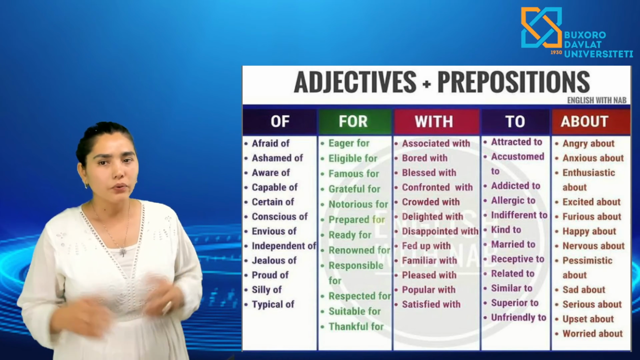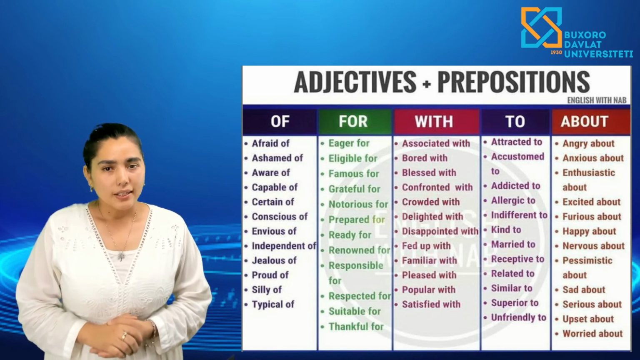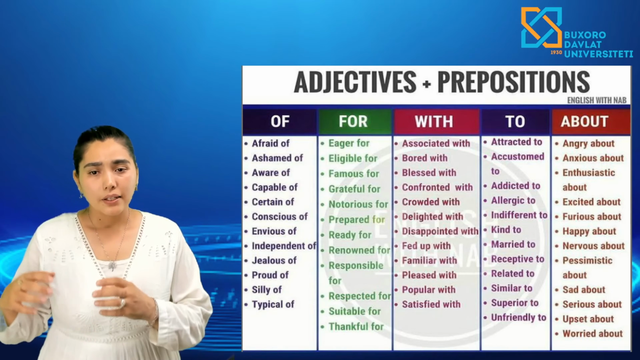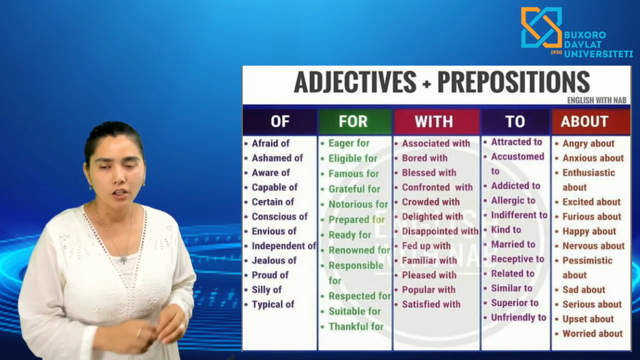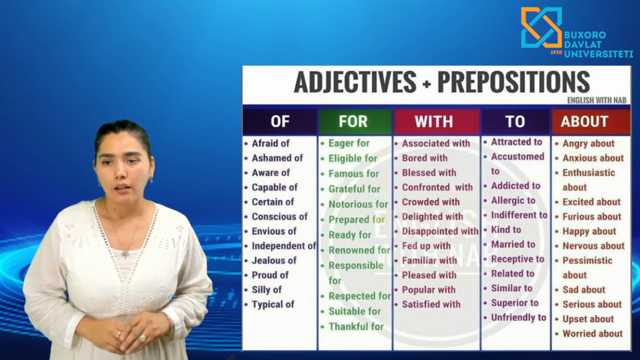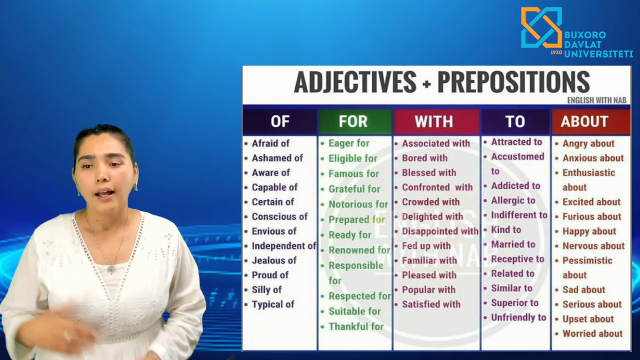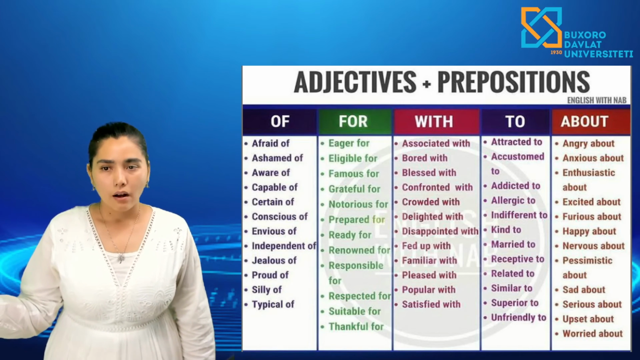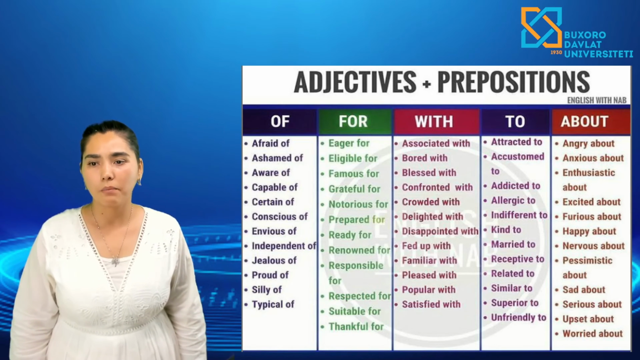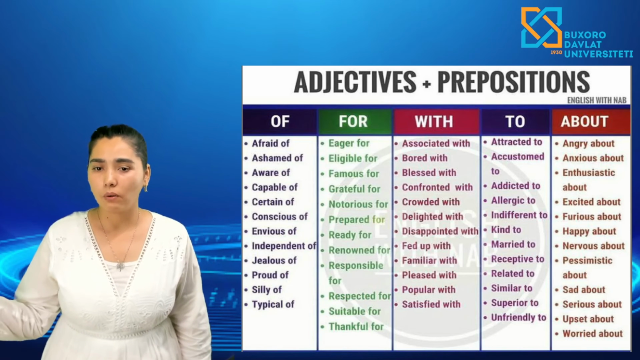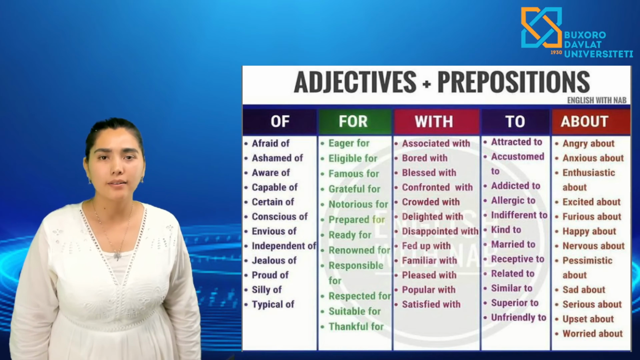So again, we are reviewing the adjectives and prepositions. You cannot use any adjective with any kind of preposition. So in English, it's fixed. Certain adjectives come with certain prepositions. Look at this slide: afraid of, eager for, associated with, attracted to, angry about, ashamed of, eligible for, burdened with, accustomed to, anxious about, enthusiastic about.